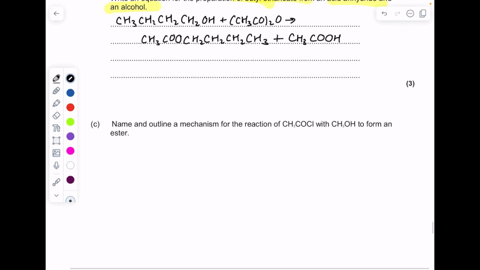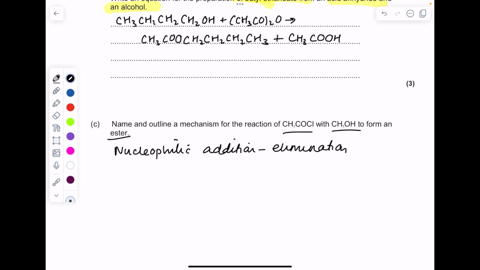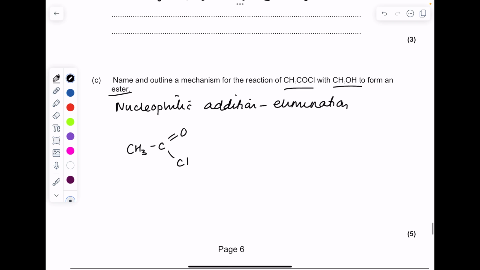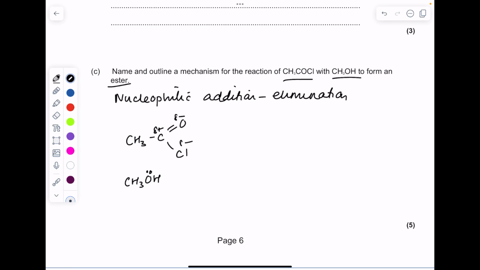Name and outline a mechanism for the reaction of this acyl chloride, ethanoyl chloride, with methanol to form an ester. Nucleophilic addition-elimination. Draw ethanoyl chloride. That lone pair will attack here.